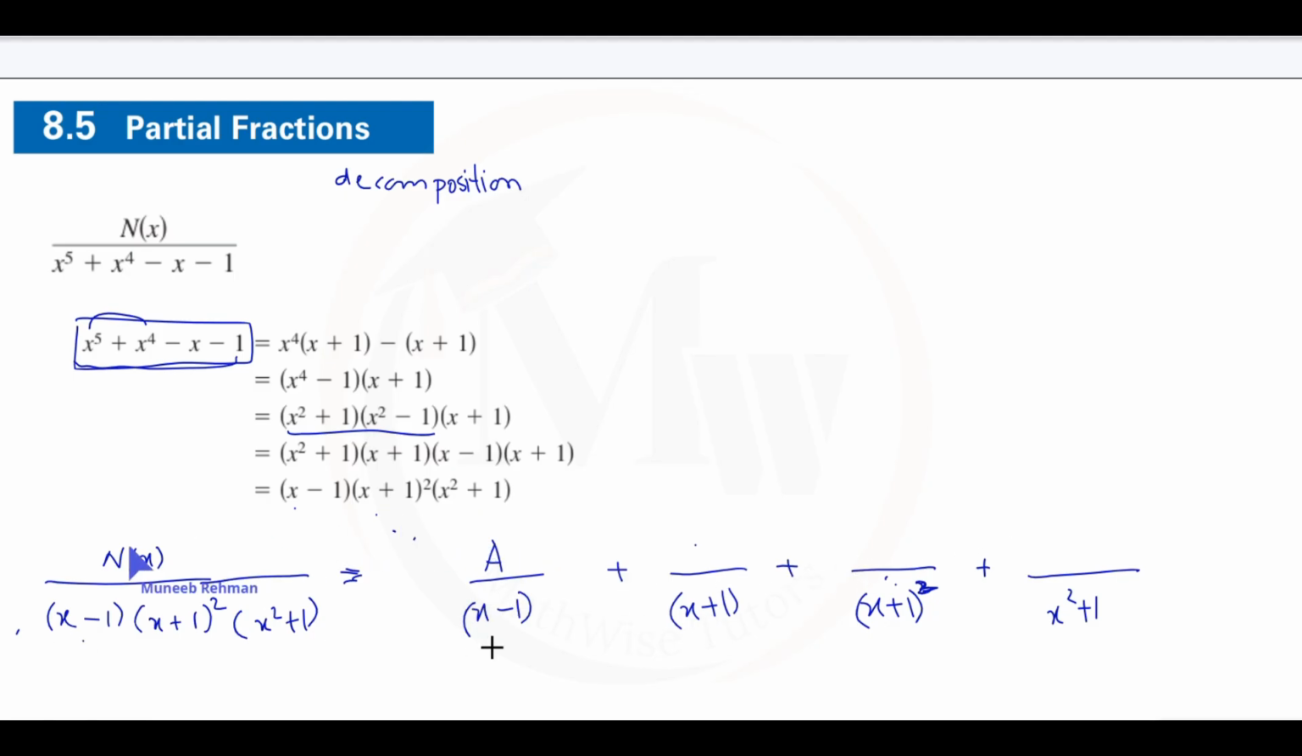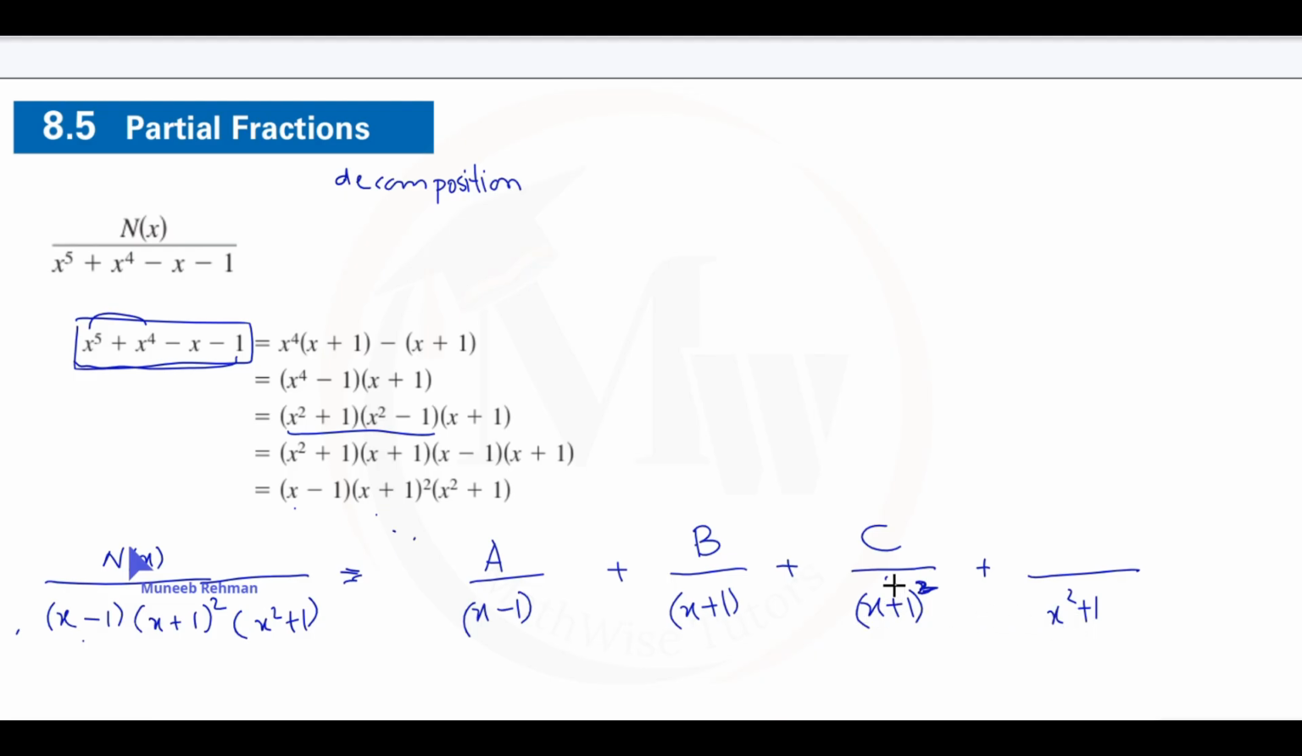So when the denominator is x minus 1, we write only one constant, that is A. The other is again a linear factor, so you write another constant B only. Then you have another linear factor with the 2 power, but it's still a linear factor, so you write another constant C. Remember that whenever you have a linear factor in the denominator, the numerator will be only a single constant.